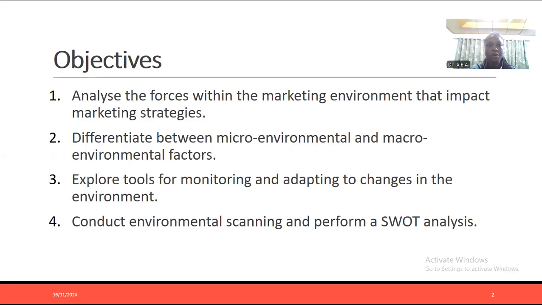We'll also explore the tools for monitoring and adapting to changes in the environment. And then we'll look at environmental scanning, how to perform an environmental scanning, and how to do the SWOT analysis, basically.